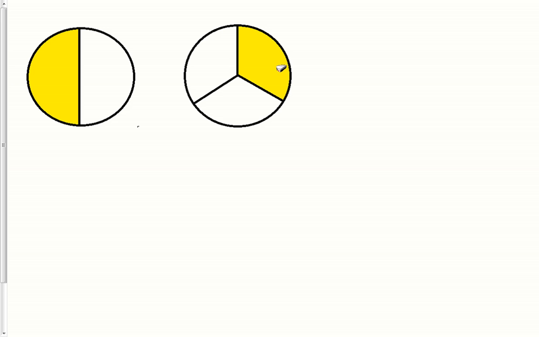Okay, so we'll add two fractions here. What I have here is two figures that represent parts of a whole. This first figure represents 1/2, and the second figure represents 1/3. So I have two figures to represent parts of a whole. What I'm going to do is use these figures to figure out how to add these two fractions.